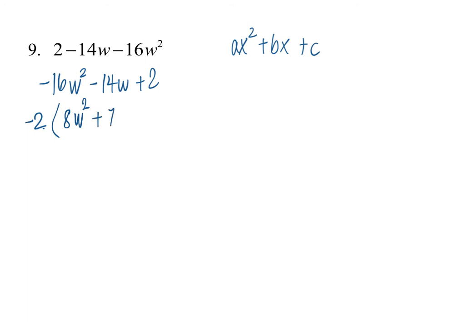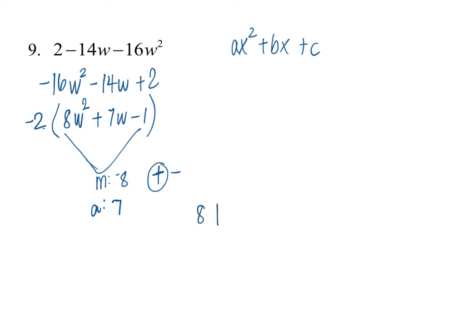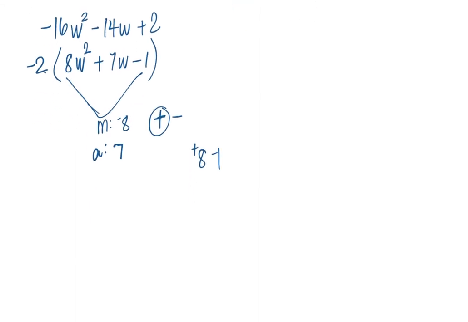plus 7w minus 1. So I'm looking for the things that multiply to give me negative 8, but that add to give me a positive 7. If we're multiplying to get a negative, our signs are different. If we're adding to get a positive, our largest number is positive. Our largest factor is positive. So the factors of negative 8 that add to give me 7. Well, 8 and 1, let's try that. If I make 8 positive and the smaller one negative, that would multiply to give me negative 8 and add to give me positive 7. So that works. So I don't want to forget my GCF in the final answer, so I'm going to go ahead and format my final answer down here.